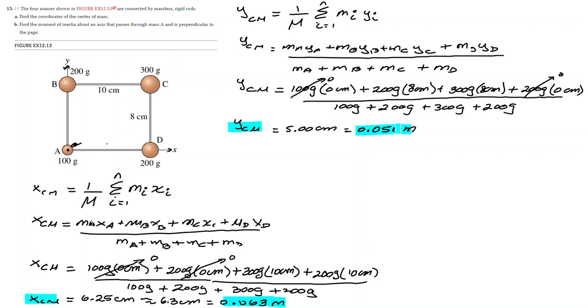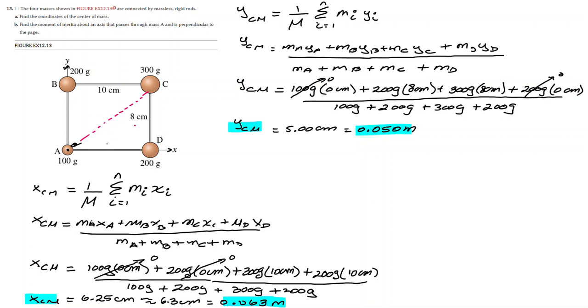So this second part of the problem now is to find the moment of inertia about an axis that is passing through mass A and is perpendicular to the page. In this case, the first thing we need to determine here is the length of the diagonal that goes from mass A to mass C. So we need to find this length, right?